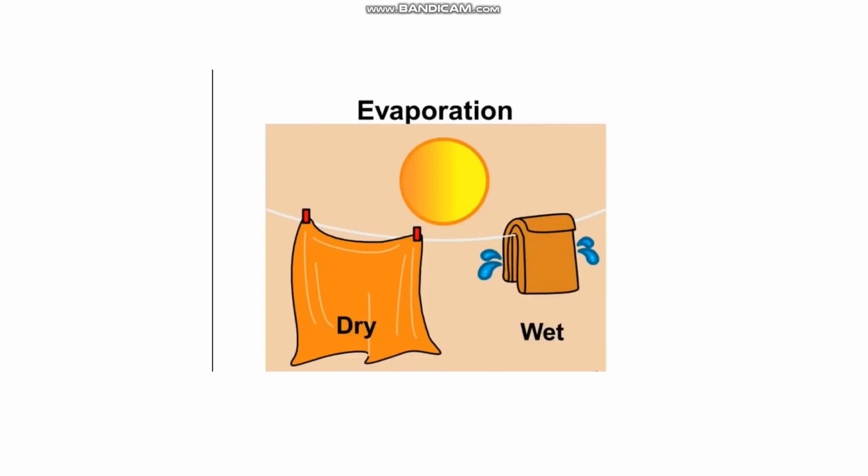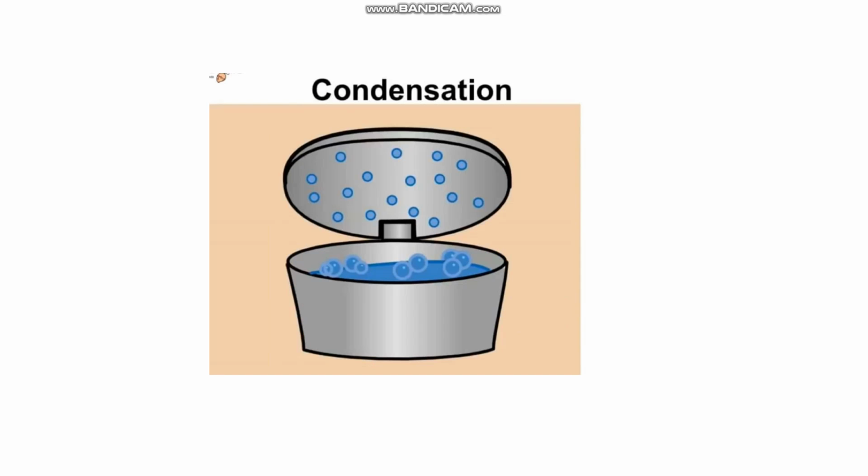Now we will understand the second process. If you cover the boiling water with a lid, you will observe tiny droplets of water on the inner surface of the lid. Why does this happen? The steam or water vapor from the boiling water cools down and changes into tiny droplets of water. This process is called condensation. Like in the case of water vapor from the boiling water changing into droplets of water on cooling.